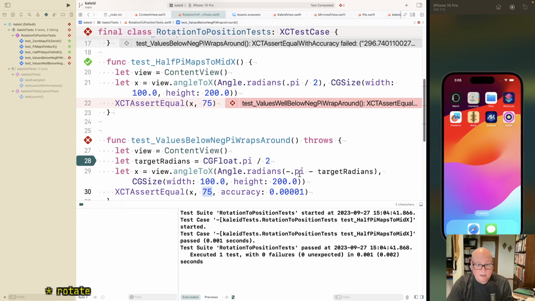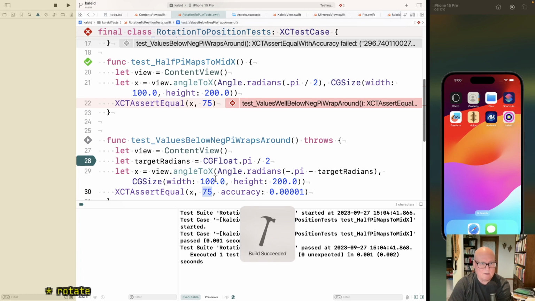So minus pi, this is below negative pi, so we're going to add 2 pi. So minus pi plus 2 pi is pi, then we still subtract the target radians. Is that right? Pi minus the target radians, right? So pi over 2. Pi over gives us pi over 2. Yeah, I don't see why this shouldn't pass just as well.